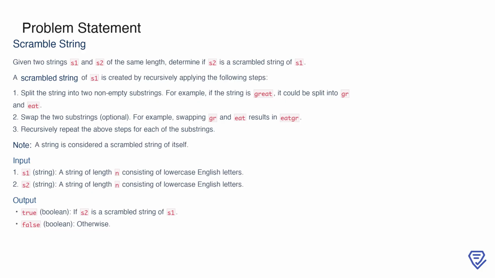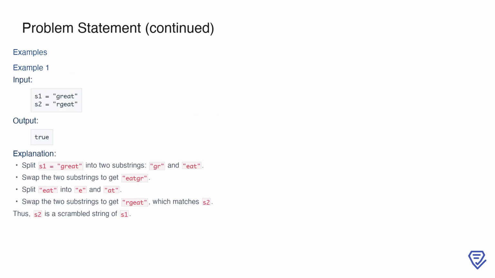The input consists of two strings, s1 and s2, made up of lowercase English letters, and the output is a Boolean value, true if s2 is a scrambled string of s1, and false otherwise. To better understand the problem, let's look at the first example. Here, we have s1 is great and s2 is rgeat. The output is true, and here's why.